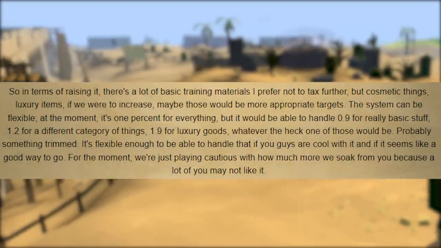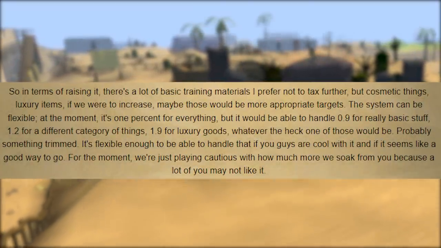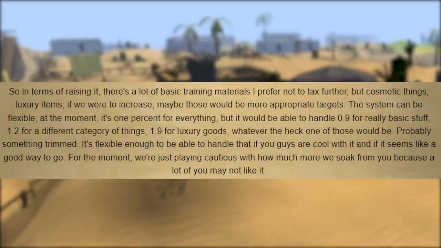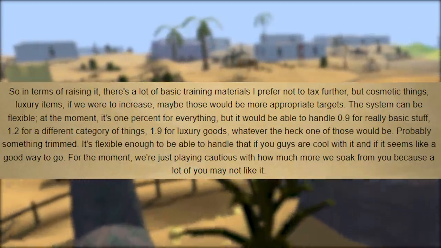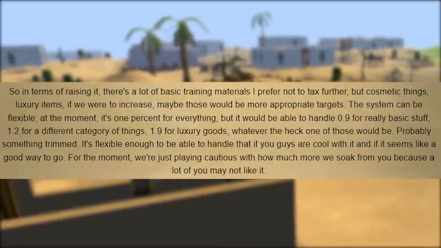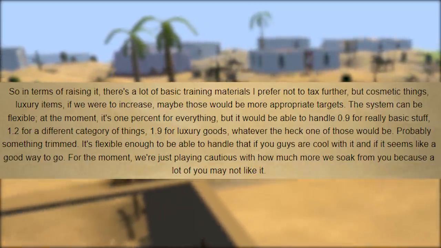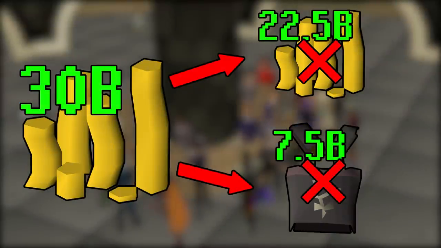Now during a Q&A they mentioned that they could raise it more to help pay for more items, but they'd probably do it in a different way. Because the system is fairly flexible, you could have close to a 2% tax for luxury goods or high-end cosmetic items, and then less for more common things, so you could have different categories, and that is something they might consider in the future.